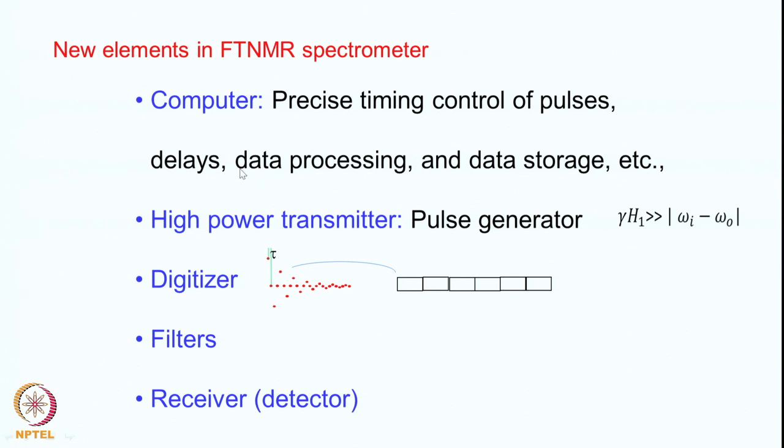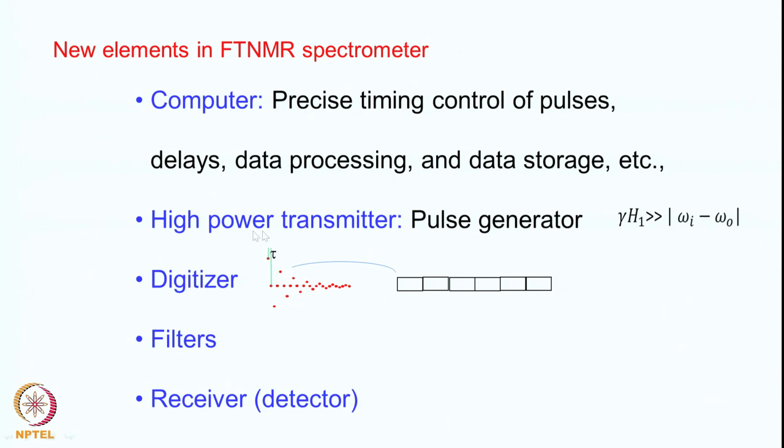And the delays have to be properly adjusted, have to be controlled, because we have to give a pulse of 10.2 microseconds and things like that. And then the data processing is an integral part of the FT-NMR spectrometer, because Fourier transformation is one of the important elements. And there are many others related to that. Then the data storage, the storage is in the binary form in the computer. So a lot of things keep getting added as a result of this change in the spectrometer structure.